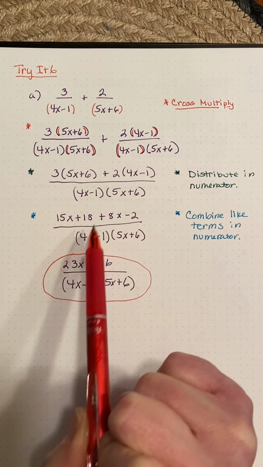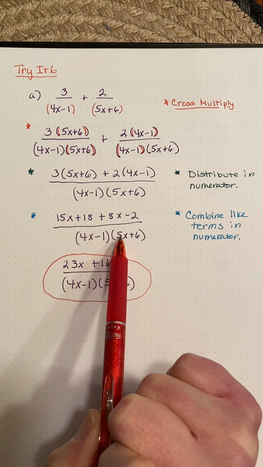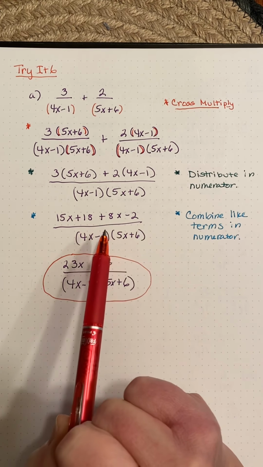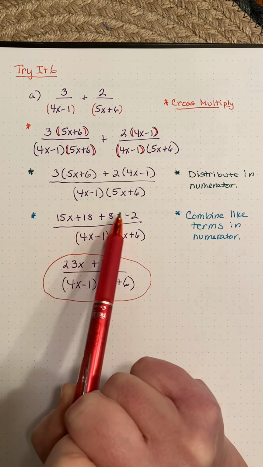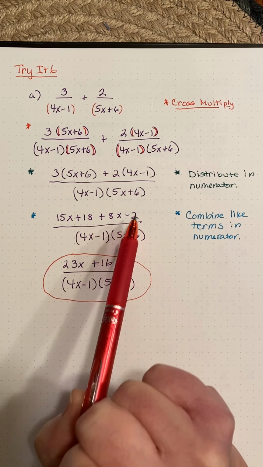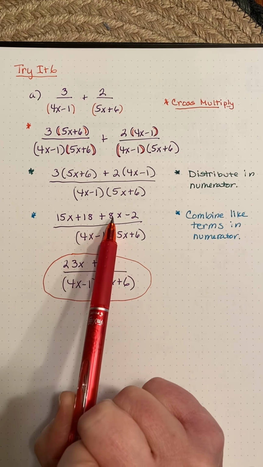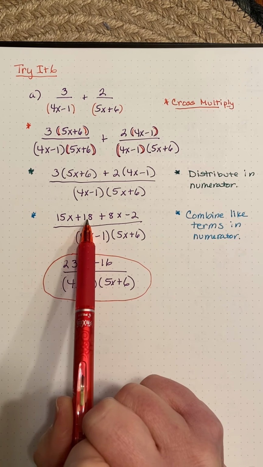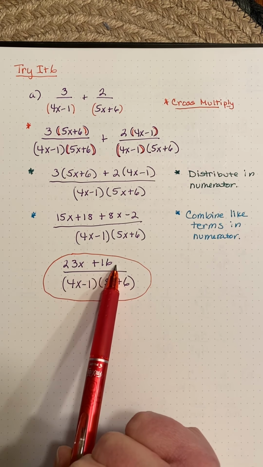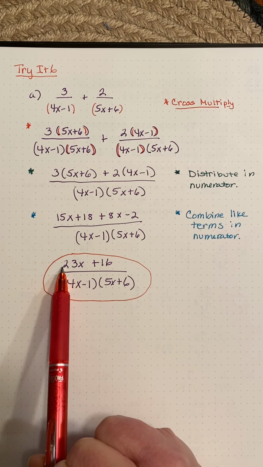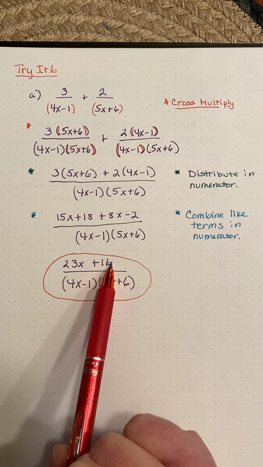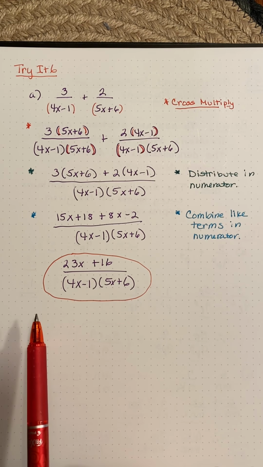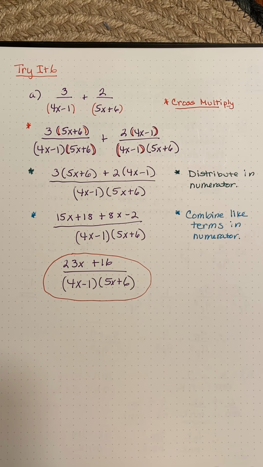Okay, it's all over 4x minus 1 times 5x plus 2. Now at this point, I'm going to combine like terms. I'm going to combine my x's and my whole numbers. So combining 15x and 8x, I have 23x. Combining positive 18 and negative 2, I have positive 16. So my answer is 23x plus 16 over 4x minus 1 times 5x plus 6. And there is my answer.